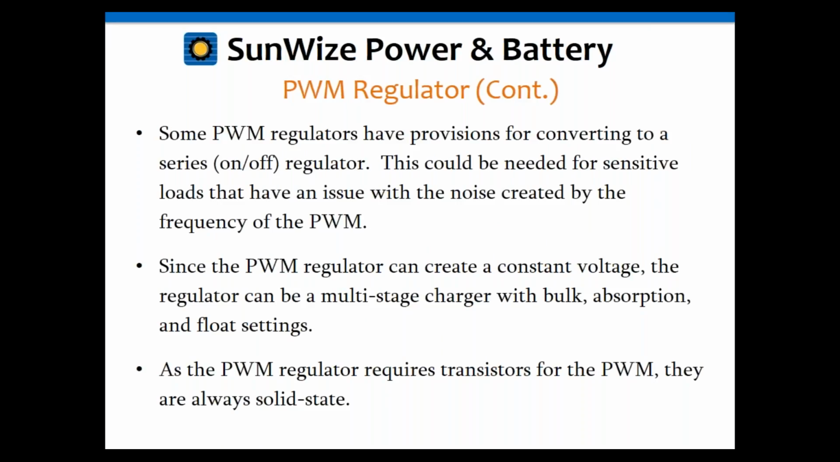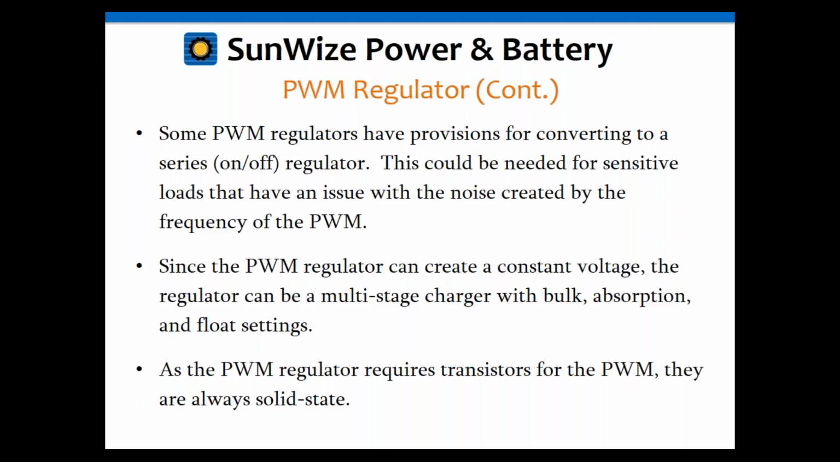Now, one thing to consider with that frequency is if you have a sensitive load, perhaps radios and other equipment, that can be an issue. A lot of the pulse width modulated regulators have an option to disable the pulse width modulator feature and convert it back into a straight series regulator with just an on-off type of regulation. Some of them may be a jumper you have to remove, or there may be a software programming setting for it. So if you do find you have an issue with noise on your load, you may want to look at what type of charge controller you have, and if you have a pulse width modulated one, you may want to think about perhaps disabling that feature and see if your problem goes away.